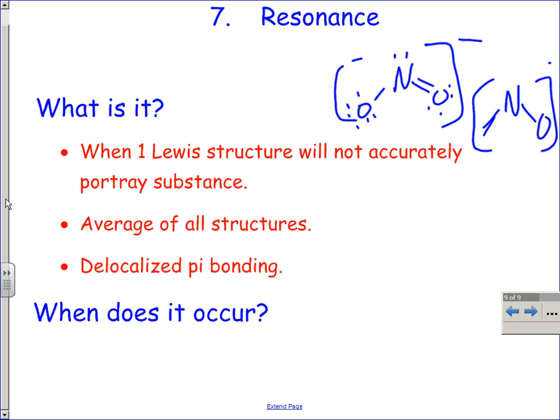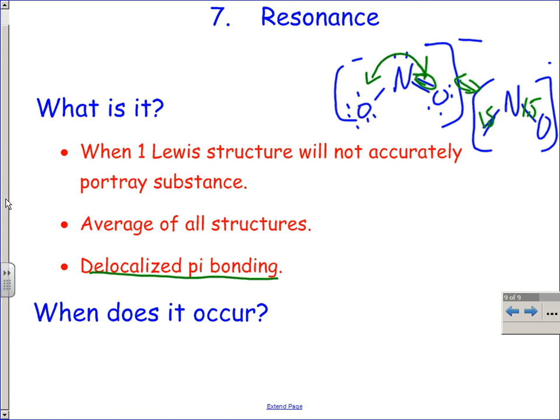So what really happens is it's an average between these two structures, and that's what we mean when we draw both of them and then connect them by a double arrow. It looks like this double bond, which is delocalized pi bonding, that's our key idea here. This pi bond that we're looking at here is not localized, it's delocalized partially in both positions. So it's the average of the two. So what we really end up with is 1.5 bonds and 1.5 bonds in the picture. So that's what it is.